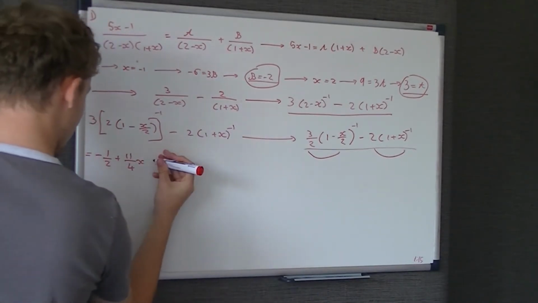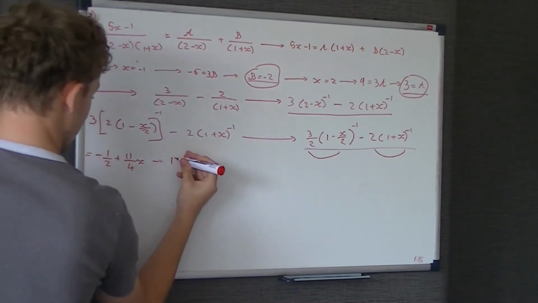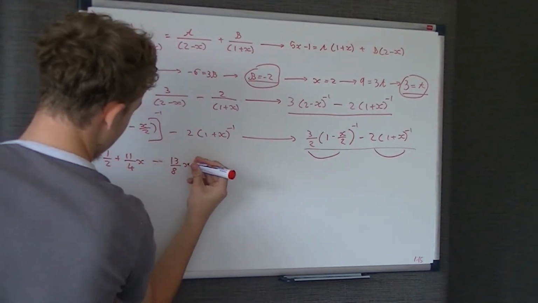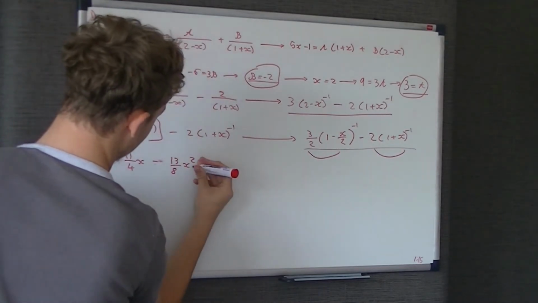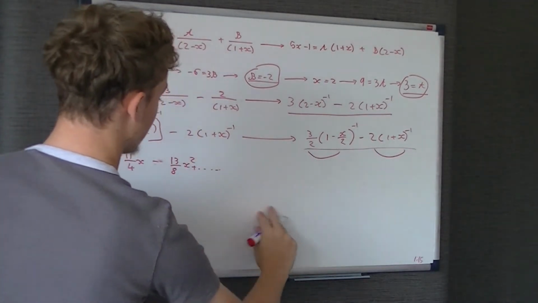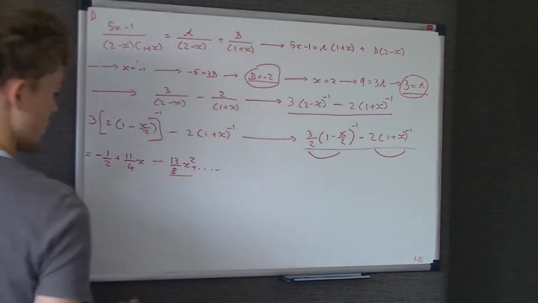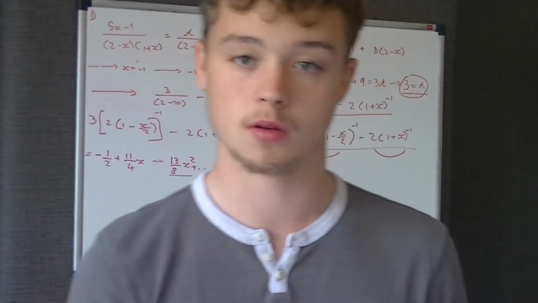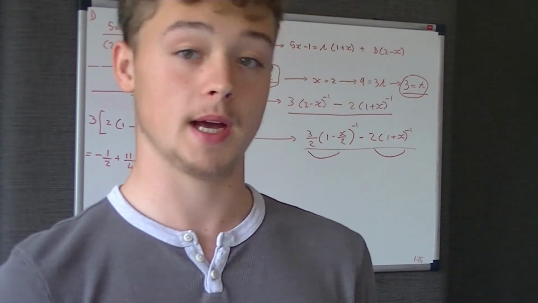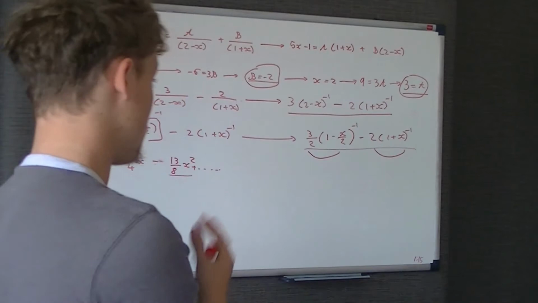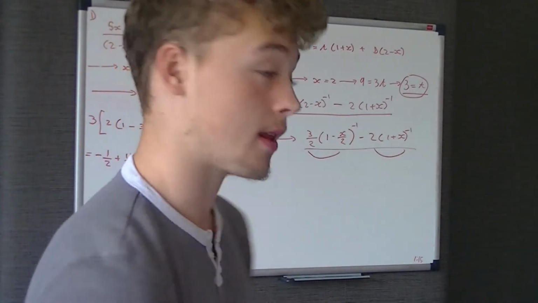take away 13 over 8 x squared, and we go on. Because we're only doing it up to x squared, when we reach 13 over 8 x squared, it's not going to be any more until we go above x squared, so we don't need to worry about anything greater than that.